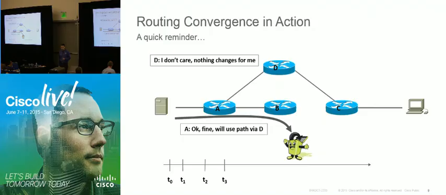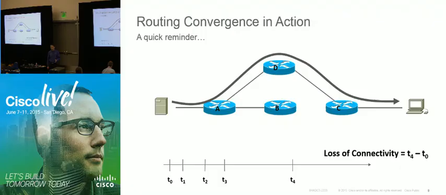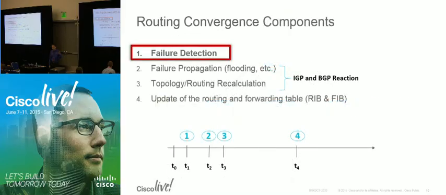And then at time t3, the other neighbors try to recalculate, and they learn about this failure and try to decide what to do about it. Do they have to go another path, or do they just stay on the same path? And then at time t4, everything has converged, and your total loss of connectivity is from the beginning to the end, T0 to T4. But what we're focusing on today is failure detection, which is from time t0 to time t1.